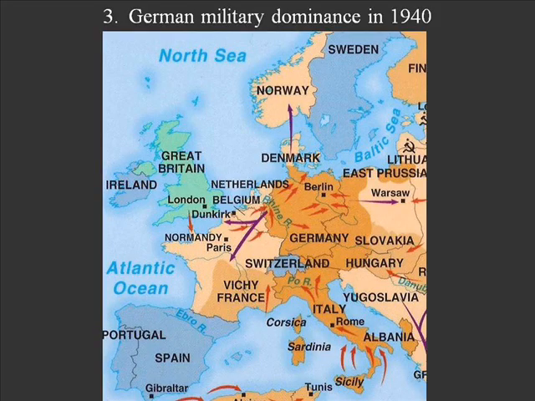So at this point, the war is on. The British and French mobilize their armies. They prepare to attack. Germany beats them to it, though.